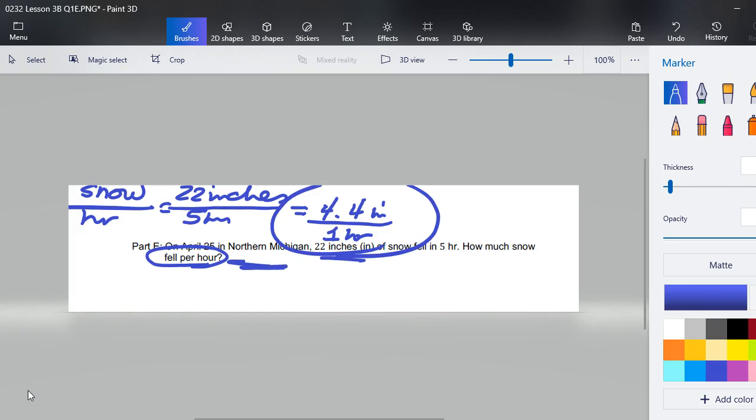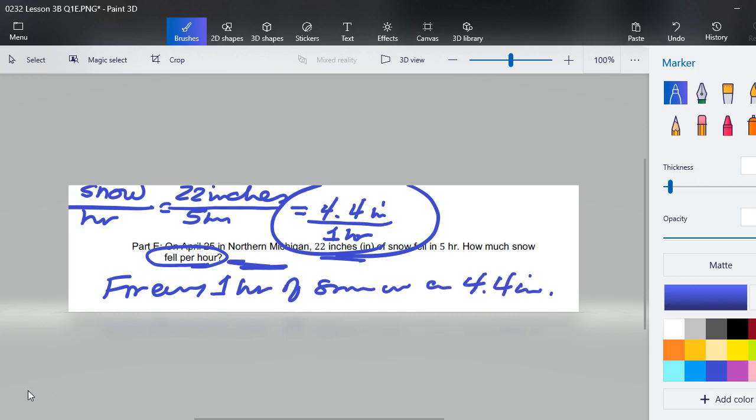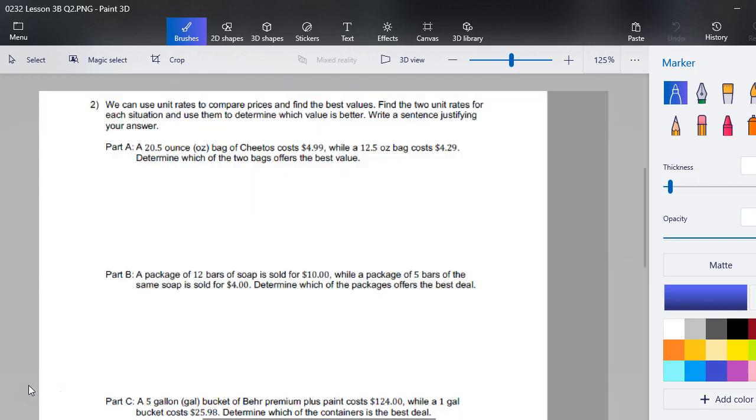I can write a simple sentence that says, for every 1 hour of snowfall, we got 4 4/10 inches. I would like you to complete question number 2, parts A, B, and C. Now, hit pause, go do that question number 2, and then come back and let's work on these together.